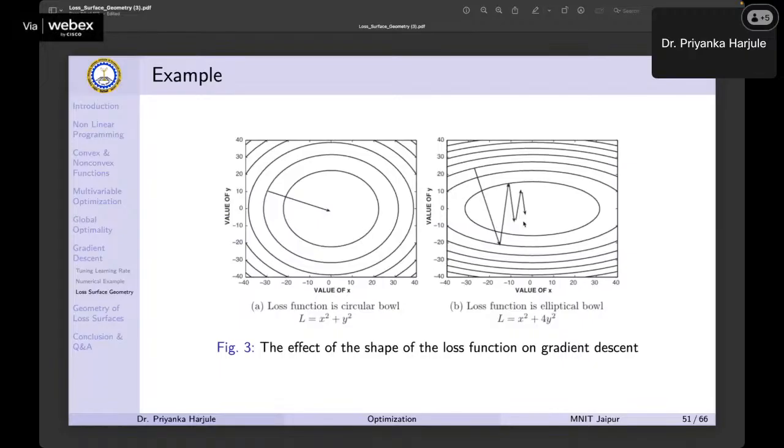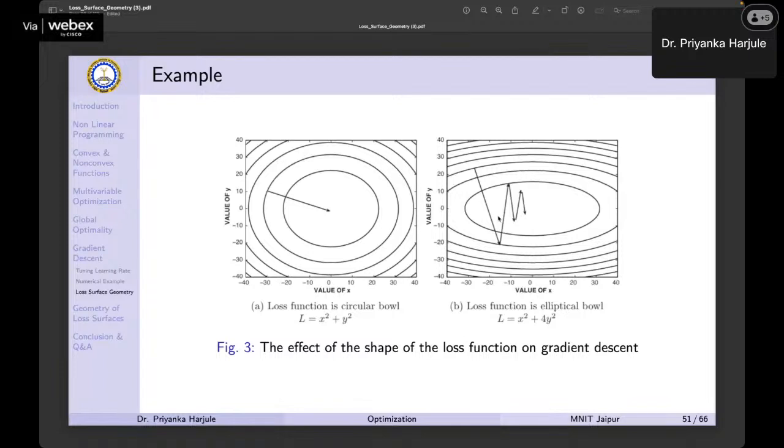So in this figure, you see the contour plots of both the loss functions, in which these lines are basically the points in the xy plane where the loss function has the same value. Okay, and the direction of the steepest descent is always perpendicular to these lines, as we saw when we were seeing the line search. So the first loss function is x square plus y square, which has nice circular contours, and the second one has this elliptical ball.